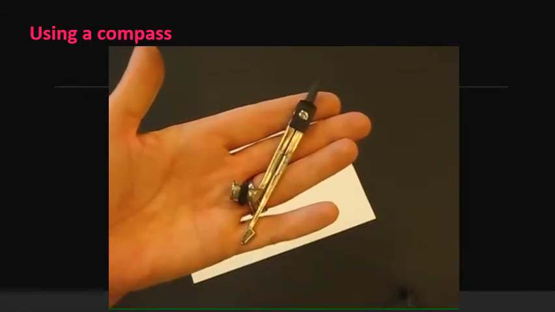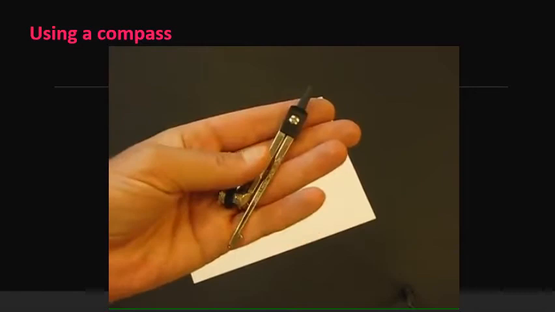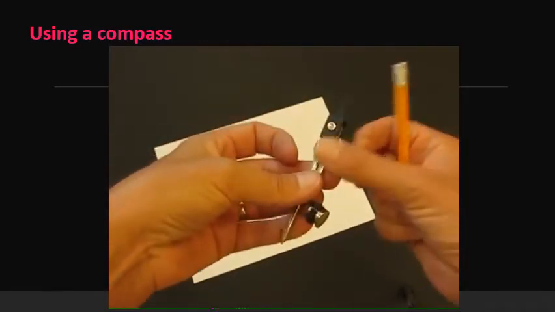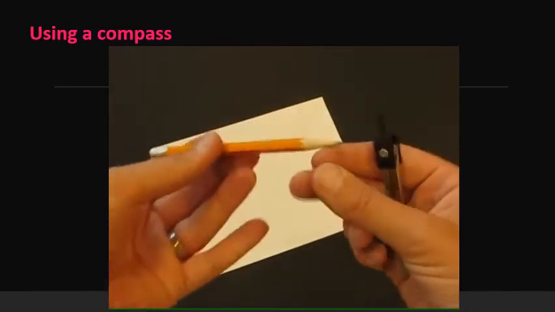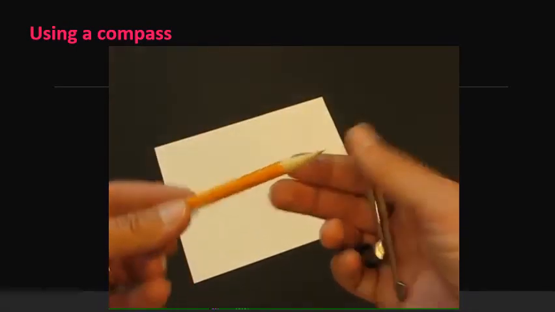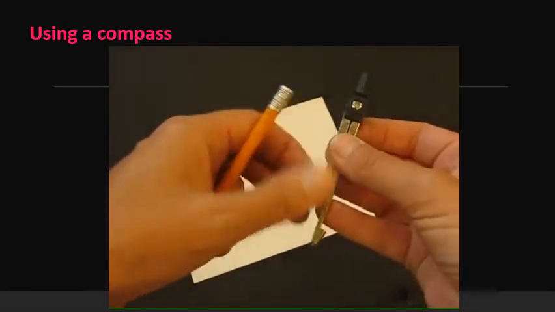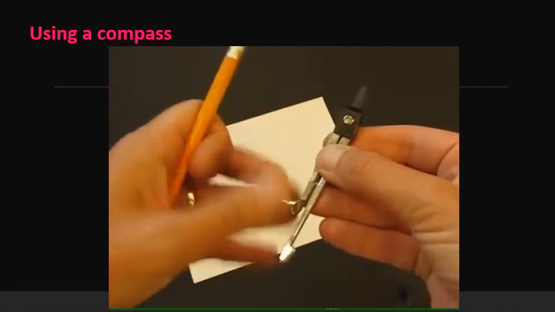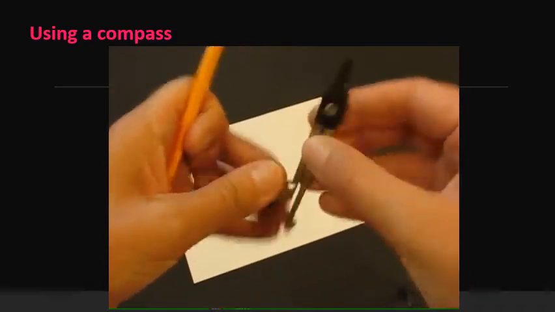This is a demonstration on how to use a compass. This is a compass, and it is a mathematical tool that is used for drawing circles. What you're going to need is a pencil that has a sharp point. So don't put a pencil in that has a blunt point, because then you'd have to take it apart to sharpen it. What we're going to do, you twist this open.